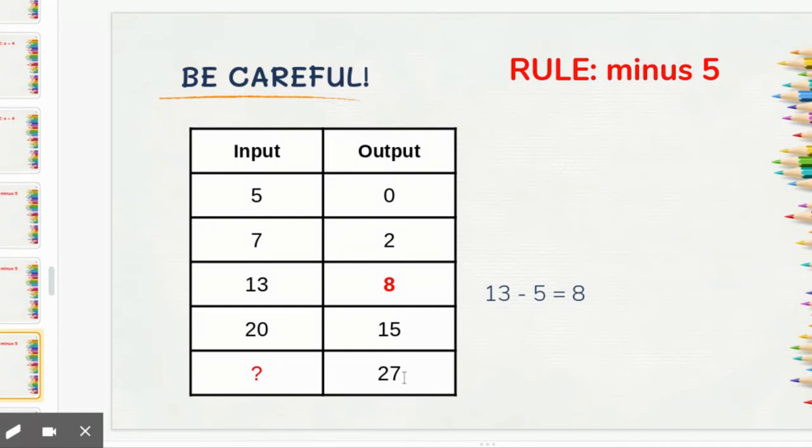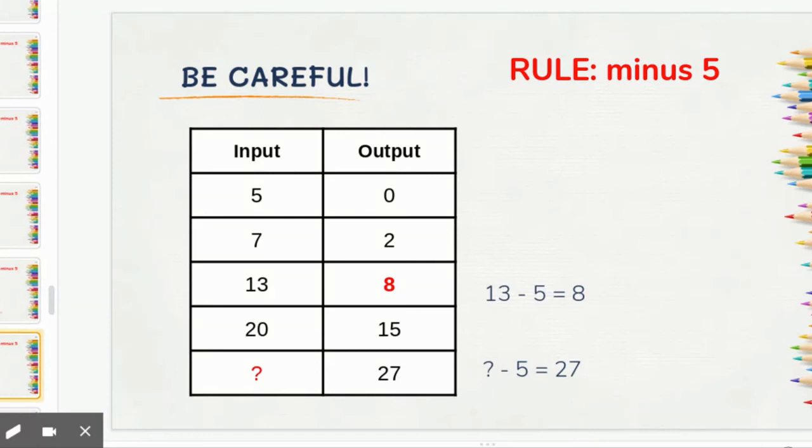However, in the last row, I already have the output number, and I need to figure out what the input number is. So if you're thinking minus 5 is the rule, you might want to do 27 minus 5 and get 22. But that's actually not correct because the output number is 27. So you have to think about, what did I do to the input, or what number can I subtract 5 from to get 27? So if the input number is the number I don't know, whatever number minus 5 will have to equal 27.